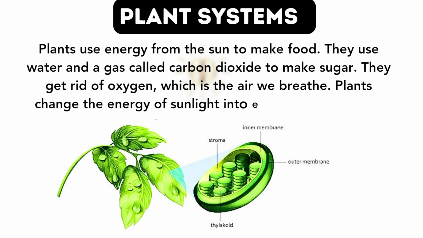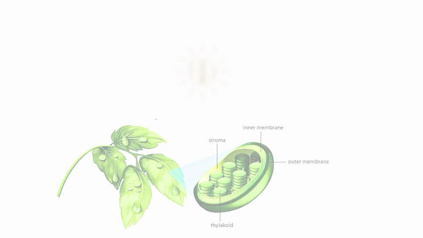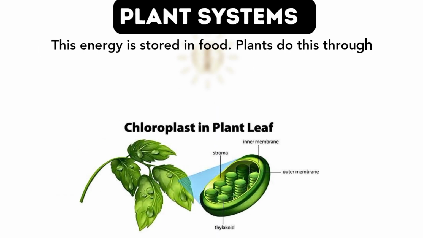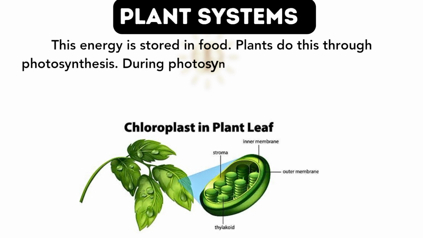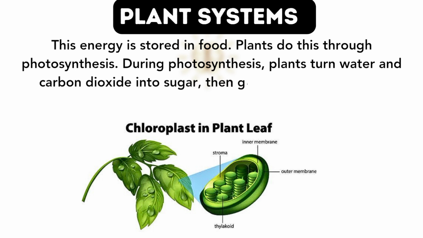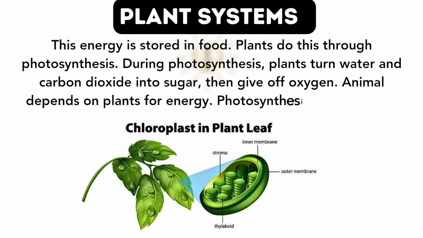Photosynthesis. Plants change the energy of sunlight into energy they can use. This energy is stored in food. Plants do this through photosynthesis. During photosynthesis, plants turn water and carbon dioxide into sugar, then give off oxygen. Animals depend on plants for energy.